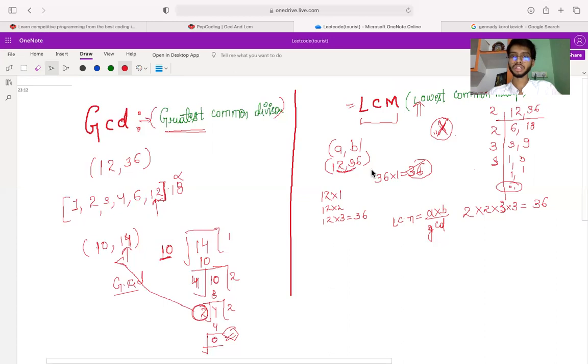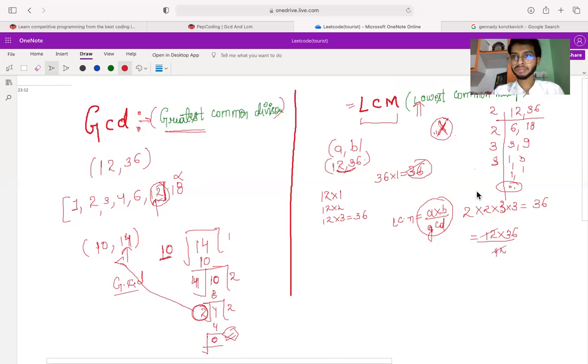So 12 will cut over, so the LCM will be 36. Okay, so I hope you will get it. For example, if I use this formula to find LCM, I can answer in O(1). So how am I going to answer it in O(1)? Because here I have given A, so I'll multiply A with B, and again I have pre-calculated the GCD. So for this case, my GCD was 12. So I'm just dividing by 12. So if you divide it, you'll get your LCM.